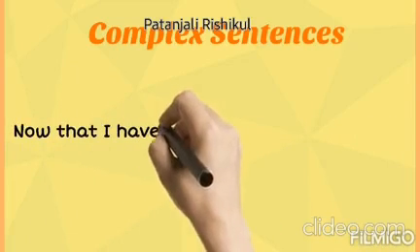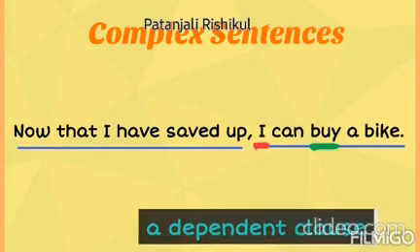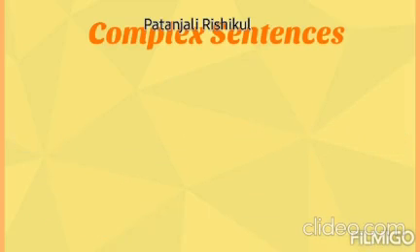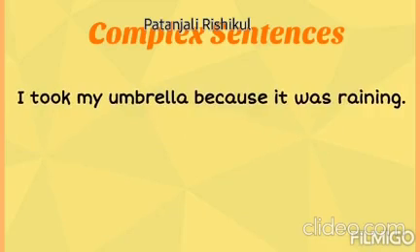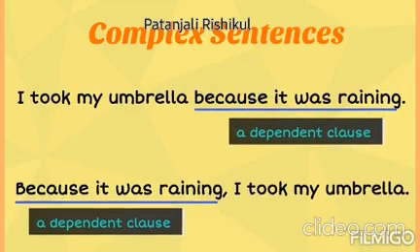Now that I have saved up, I can buy a bike. This is an independent clause because it has one subject, one verb, and is a completed thought. This is a dependent clause because it's not a completed thought. The dependent clause can go at the end of the sentence, like this, or it can go first in the sentence, like this. Notice that if the dependent clause begins the sentence, we use a comma to separate the clauses.